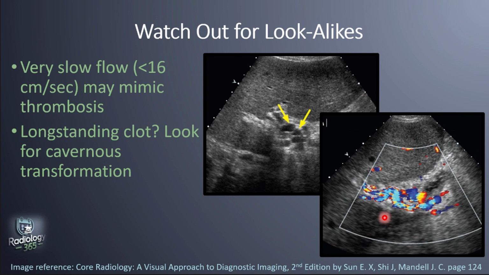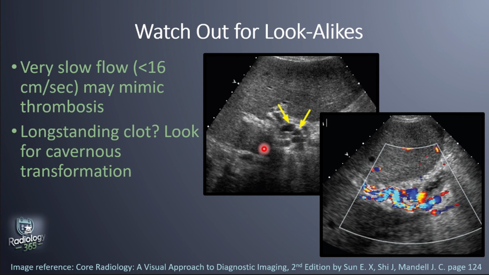Also, keep in mind that really slow flow, that's when we have flow less than 16 centimeters per second, especially in people with portal hypertension, can look like a clot, but it isn't. So let's be cautious. If the clot's been around for a while, the body tries to work around it, and so it creates a tangle of tiny new veins. That's like some collateralization. That's called cavernous transformation. So we have a cavernous transformation around the area of the porta hepatis.